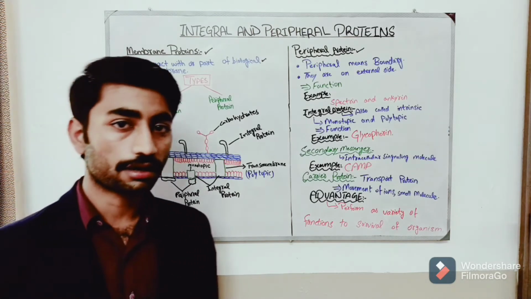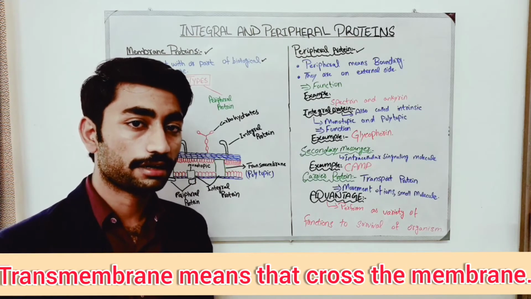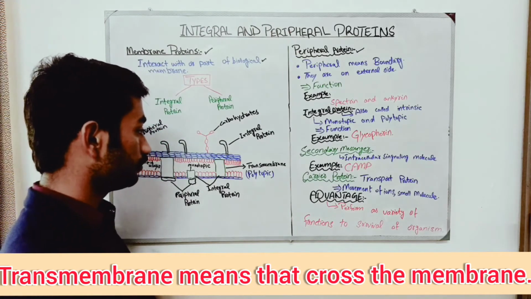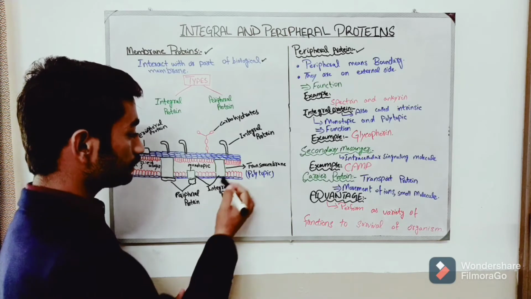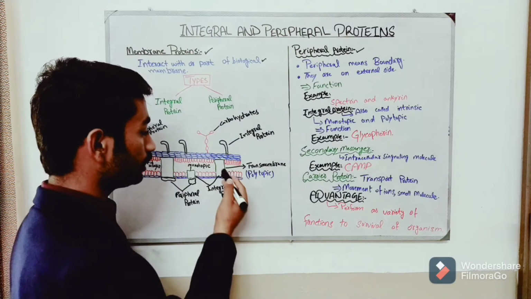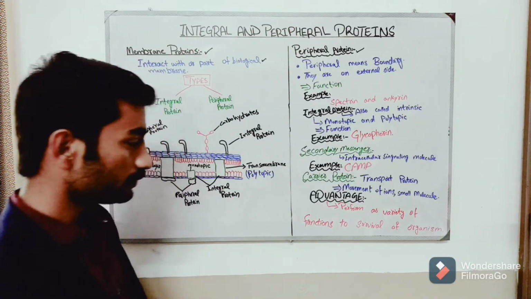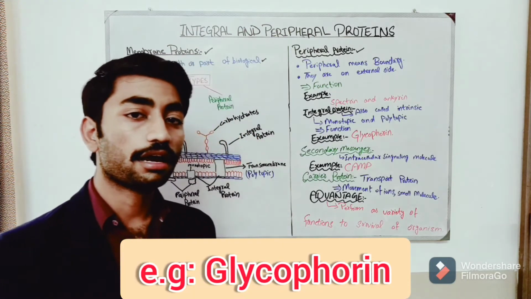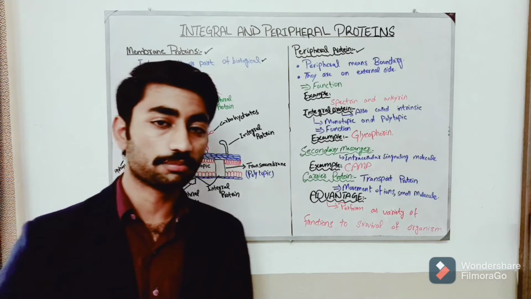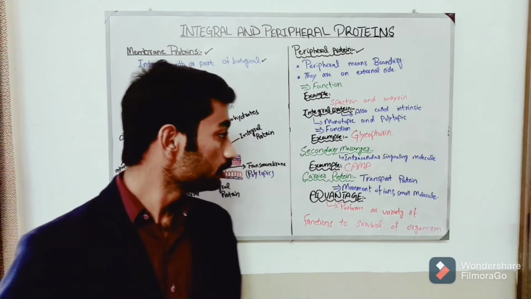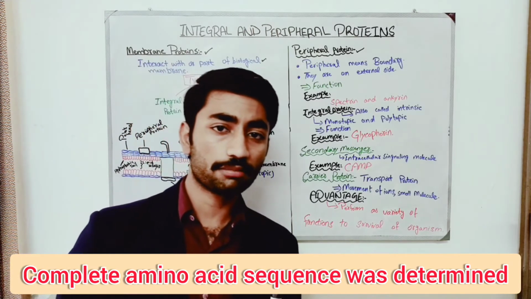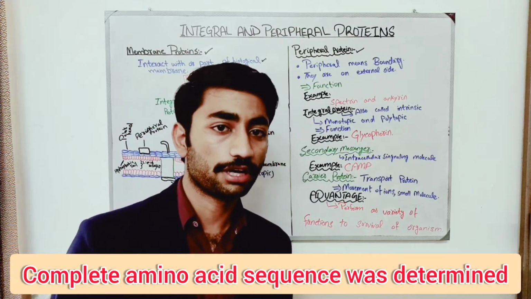Integral proteins are also called transmembrane. Transmembrane proteins are those which cross the membrane. For example, this structure of integral protein cross the membrane. The example of integral protein is glycophorin. Glycophorin is a single transmembrane protein. It was the first transmembrane protein for which complete amino acid sequence was determined.